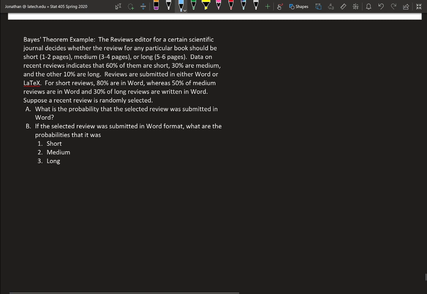So it says reviews are submitted in either Word or LaTeX. For short reviews, 80% are in Word, whereas 50% of medium reviews are in Word, and 30% of long reviews are written in Word. Suppose a recent review is randomly selected. Part A, what is the probability that the selected review was submitted in Word?